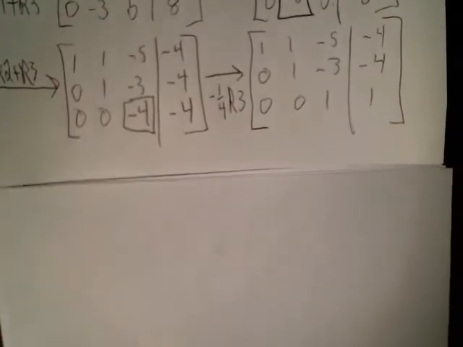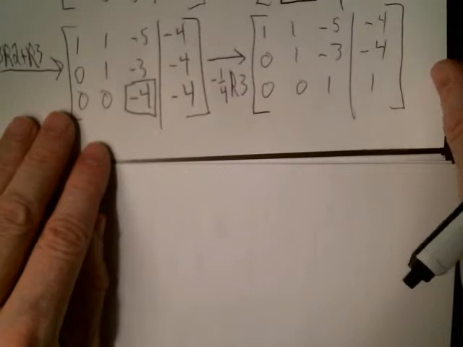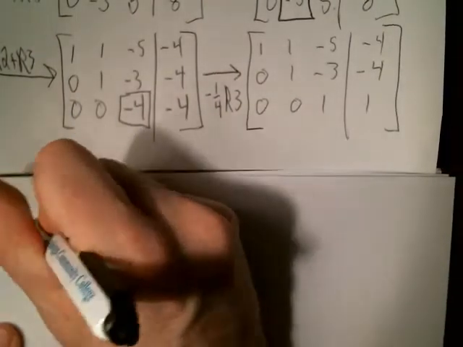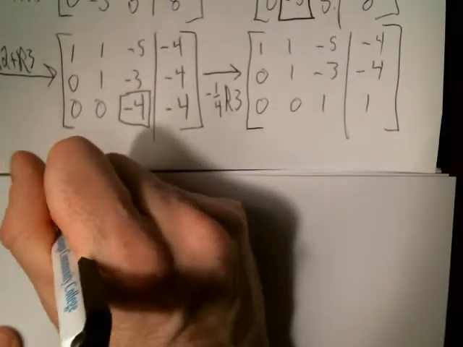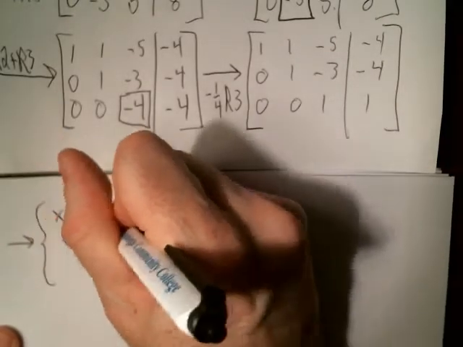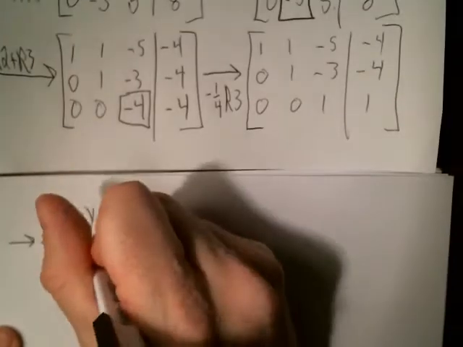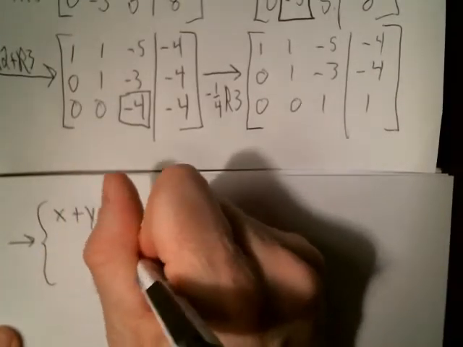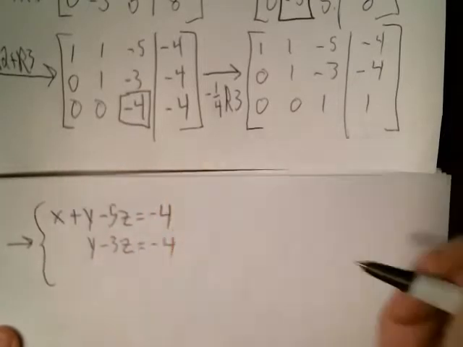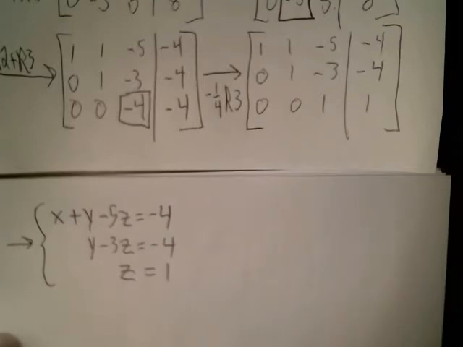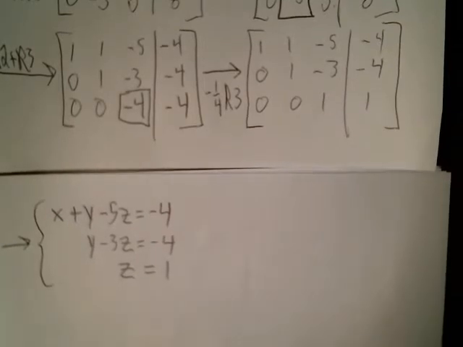Okay, so finally then, back engineer this, I guess, put it back into the system of equations. So what do I have? x plus y minus 5z is negative 4. And then y minus 3z is negative 4. And then z is 1. And you just do back substitution until you're done.